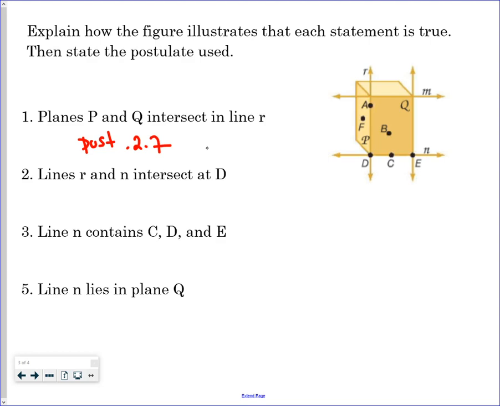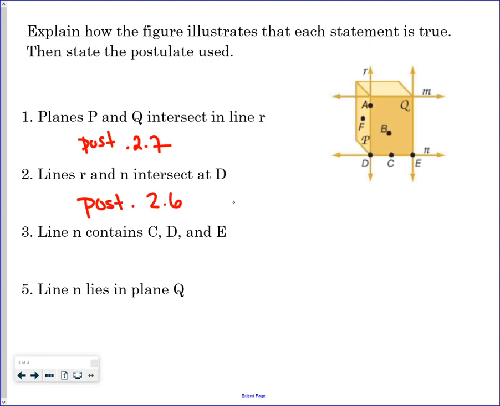Okay? All right, lines R and N intersect at point D, right? Here's R, here's N, intersecting at a point. Which postulate says that the best? 2.6. Do you guys get that? It's pretty easy, right? Just pick one.